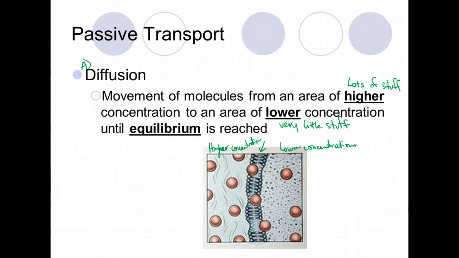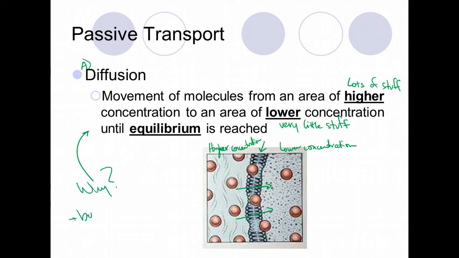And what that means is that according to diffusion, if the molecules can go through the membrane, they will move from where there's lots of stuff to where there's not lots of stuff. So they will move into the cell. And the reason that they're moving, remember I said this is a form of passive transfer, so it does not require extra energy. But why are they moving?